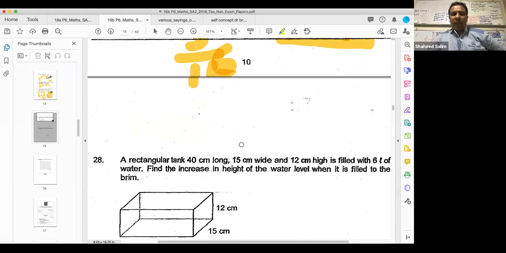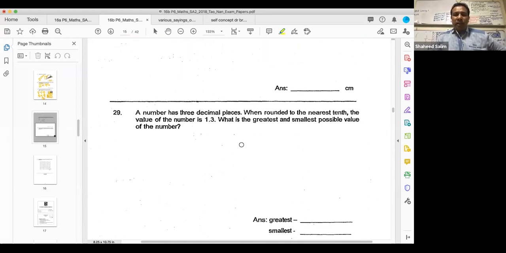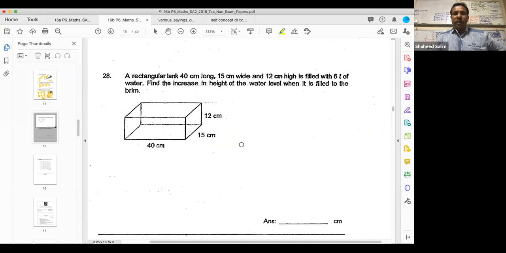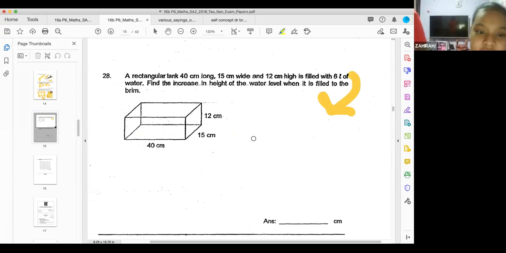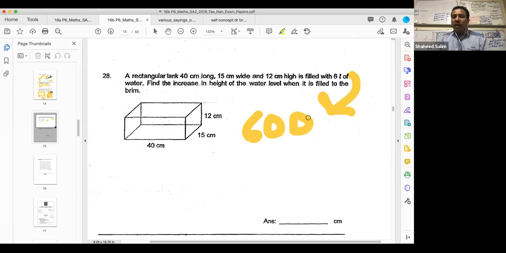Okay, we have 2 more minutes. Let us try this last question. A rectangular tank, 40 cm long, 50 cm wide, 12 cm high, is filled with 6 liters. 6 liters is the same as how many milliliters? 1 liter is 1,000, so 6,000. And 6,000 milliliters is equal to how many cm cube? 1 cm cube is equal to 1 milliliter. 6,000 milliliters is equal to 6,000 cm cube.